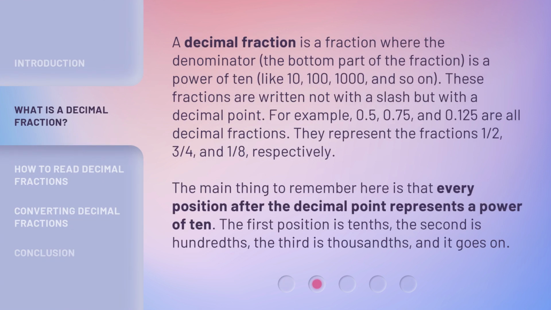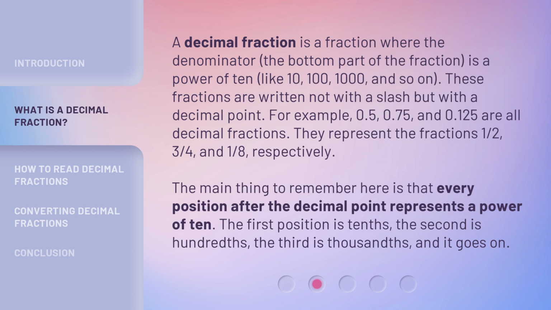A decimal fraction is a fraction where the denominator, the bottom part of the fraction, is a power of 10, like 10, 100, 1000, and so on. These fractions are written not with a slash but with a decimal point. For example, 0.5, 0.75, and 0.125 are all decimal fractions. They represent the fractions 1/2, 3/4, and 1/8, respectively.